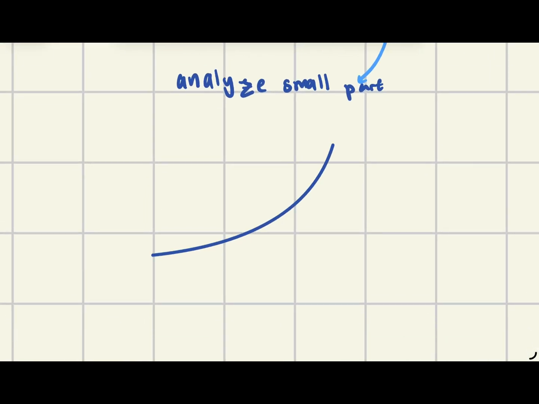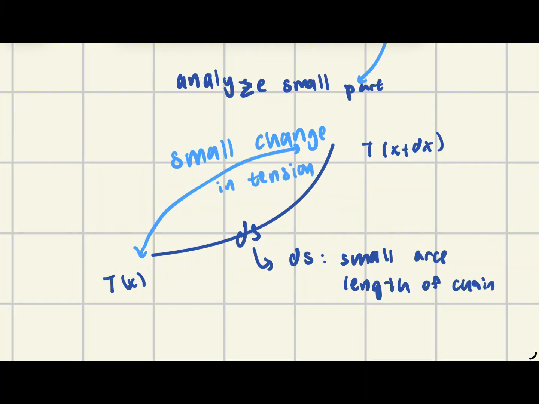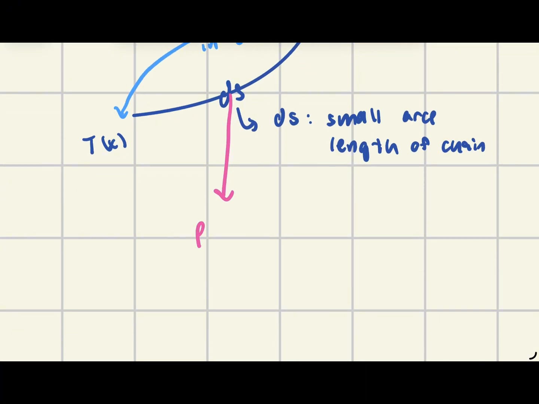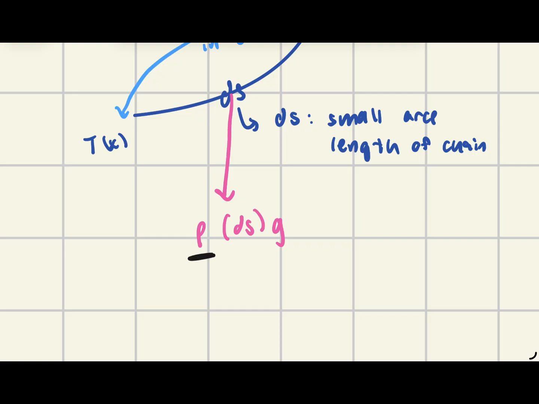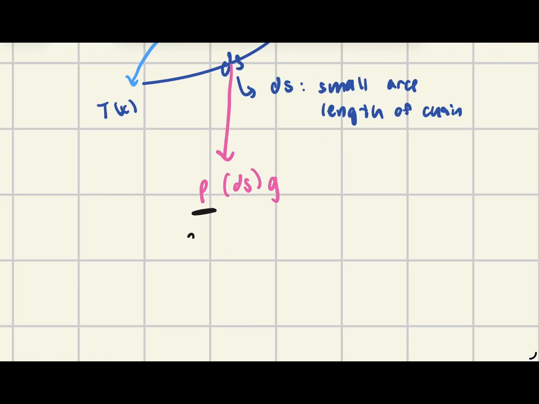So we have our small length of the chain, and this is going to be ds, the small arc length that we're going to have, because this is going to be curved. Now at the endpoints, we have Tx, and then we have Tx plus dTx. So we have a small change of dTx in the tension, and we also have our weight force, which is going to be rho ds g, which we get from the density constant as it has a uniform density.